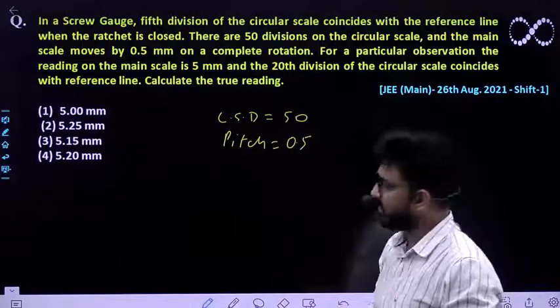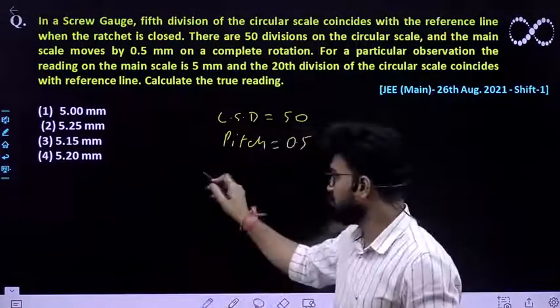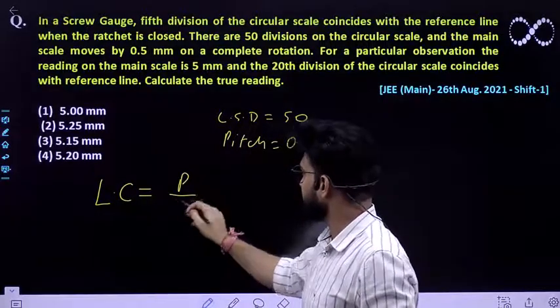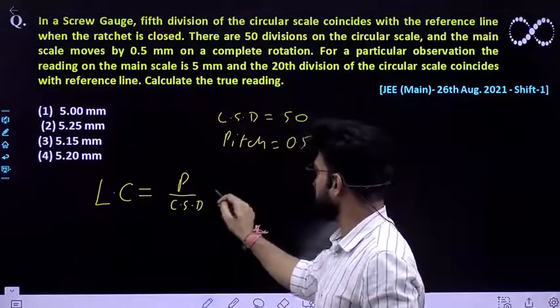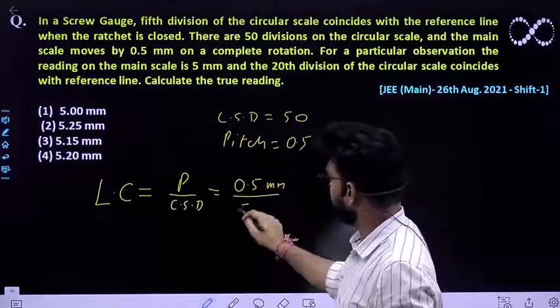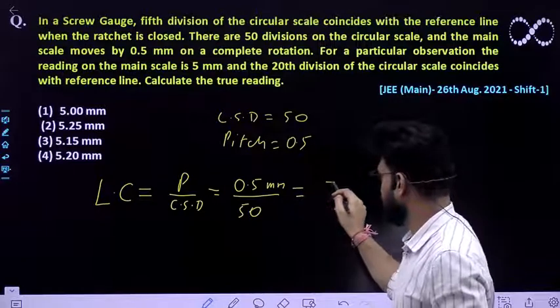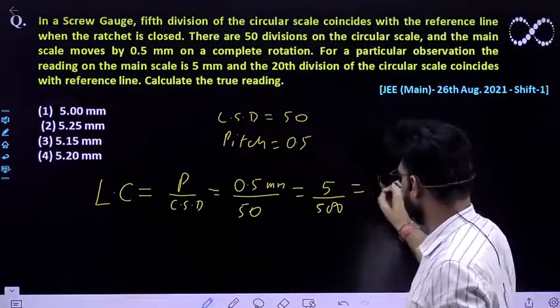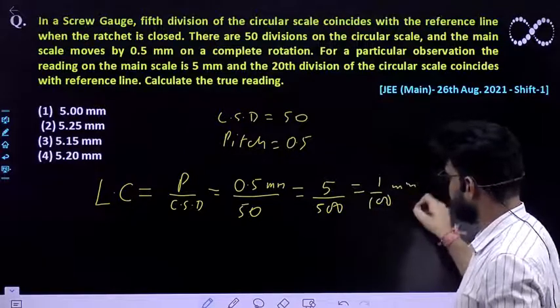0.5. The least count of the screw gauge is given by the relationship pitch divided by the number of circular scale divisions. So what is the pitch over here? 0.5 mm divided by 50. That is equivalent to 5 by 500, which is nothing but 1 by 100 millimeter.